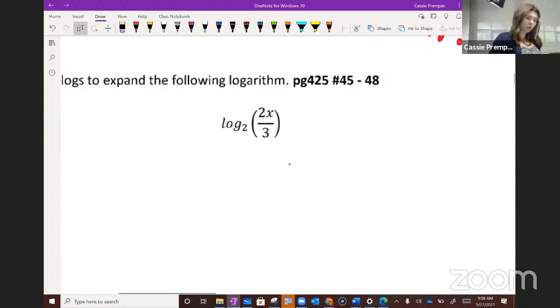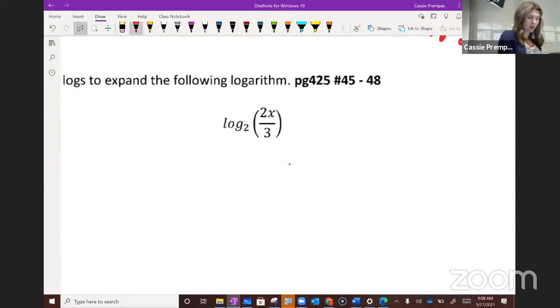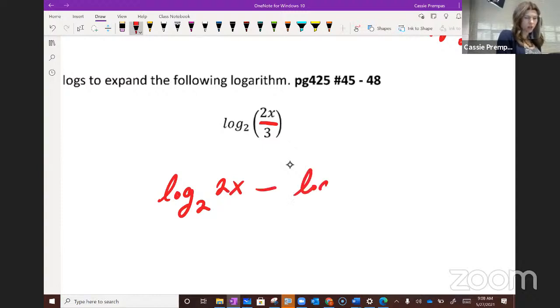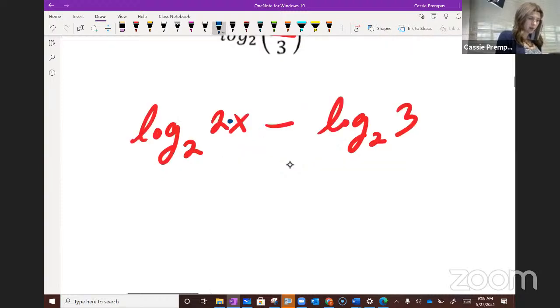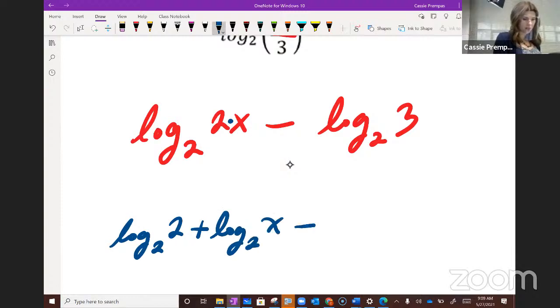So I could just kind of move through this one step at a time or do it all in one. But this division symbol, I know it's going to separate the logs using subtraction. So I would have log base 2 of 2 times x minus log base 2 of 3. And then how am I going to separate the 2 times x? Addition. Nice. So this will become log base 2 of 2 plus log base 2 of x minus log base 2 of 3.